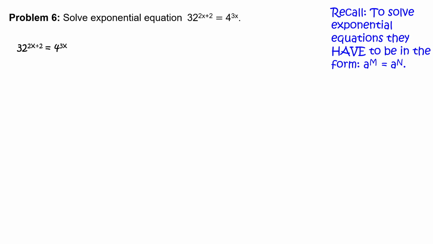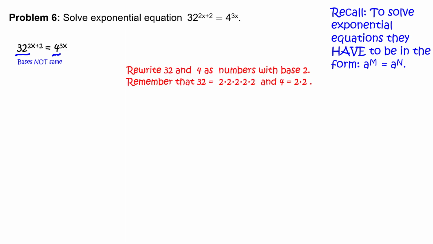We're going to begin just by rewriting the problem that was given. 32 raised to 2x plus 2 equals 4 raised to 3x. We're going to note, as we always do at the beginning, that the bases are not the same. The base on the left side is 32. The base on the right side is 4. So we cannot let 2x plus 2 equal 3x just yet. We're going to have to rewrite 32 and 4 as numbers with the same base.